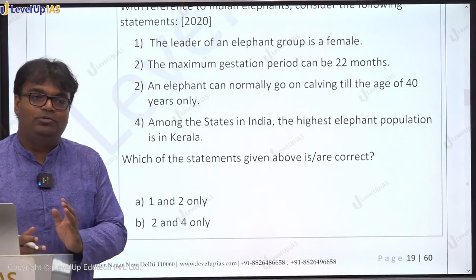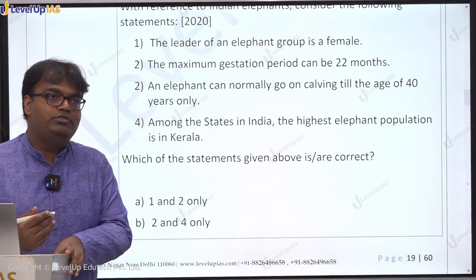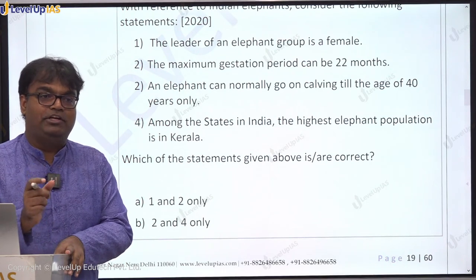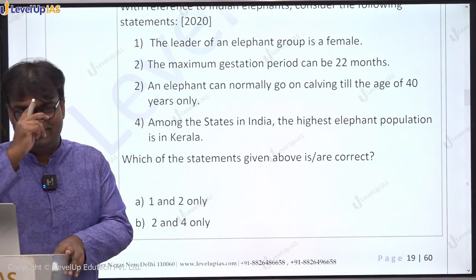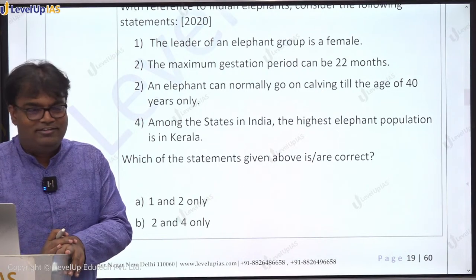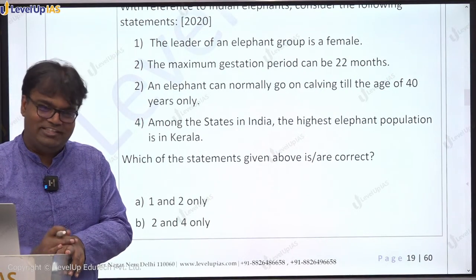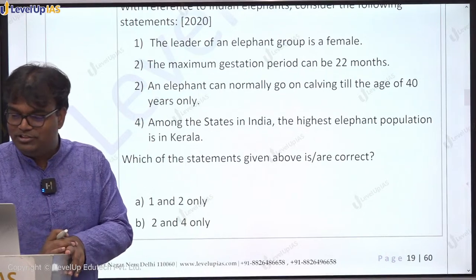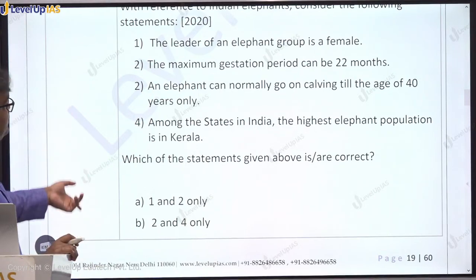I also saw that after this question, a lot of institutes have started giving gestation periods, that a lion's gestation period is this much, this one's is that much. UPSC doesn't want you to remember all those things. Just basic understanding, and these questions would be doable. So 51's answer is A.